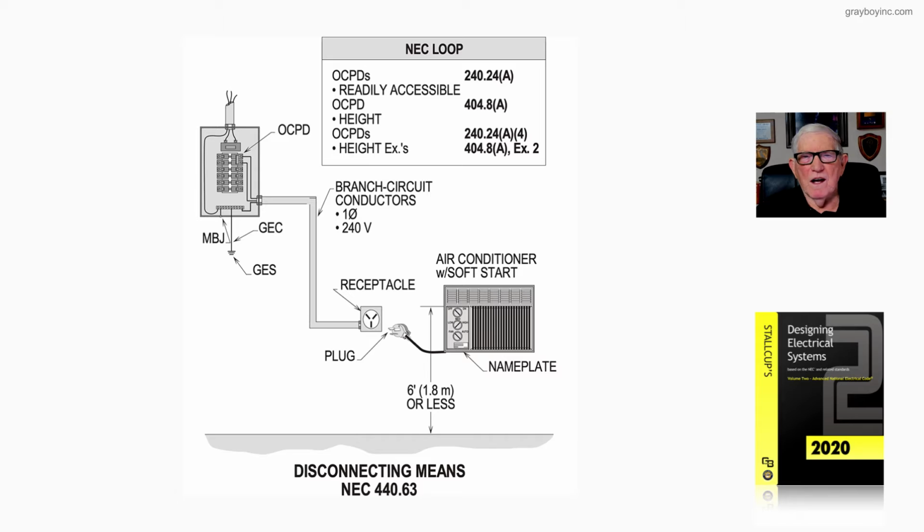Overcurrent protection height, 404.8(A). Overcurrent protection devices heights have exceptions, like where the overcurrent protection device could be on a bus duct or over 6 foot 6 height, maybe for a motor disconnecting right by the motor, overhead garage door, things like that. 404.8(A) exception 2, as well as 240.24(A)(4).